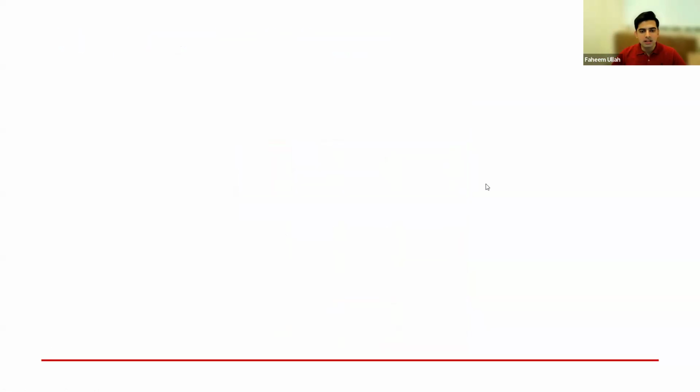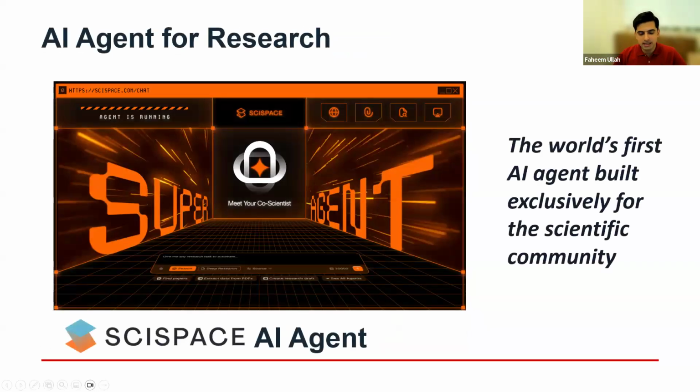This brings us to this point: AI agent for research. SciSpace has developed an AI agent which is specifically designed for the scientific community. Now, the objective of this webinar is not promotional, it is educational. So we will take SciSpace as an example, but there are other AI agents that might be introduced in future, and you can use those as well. The main point is how you can use an AI agent to boost your own scientific research.